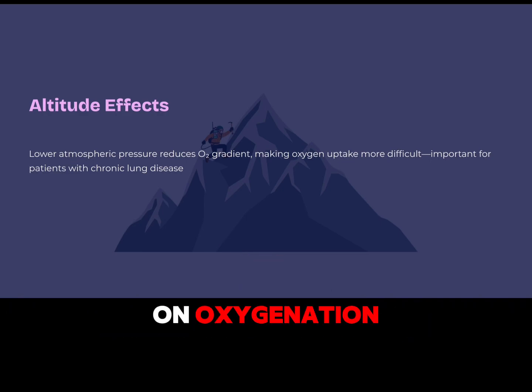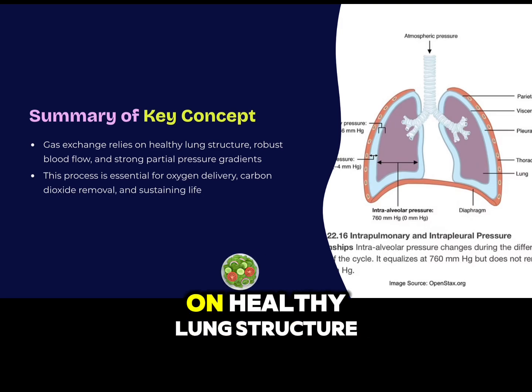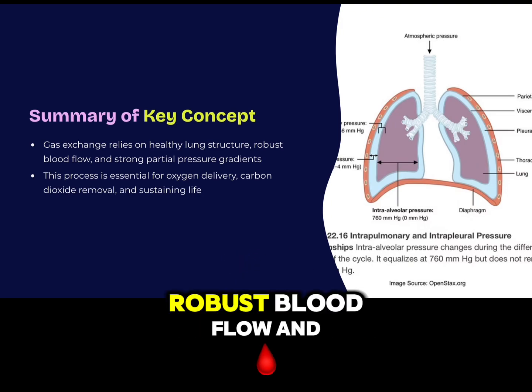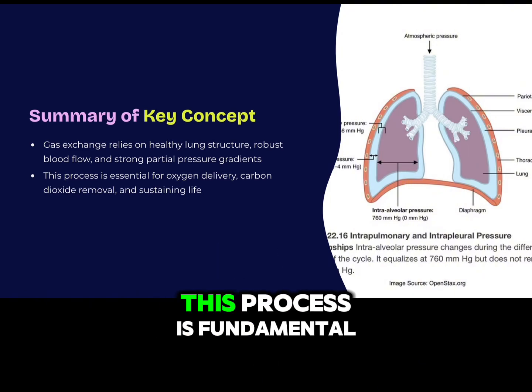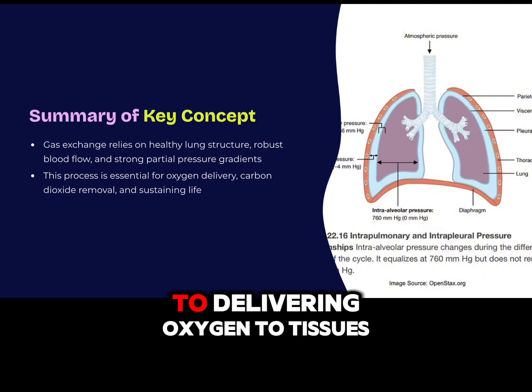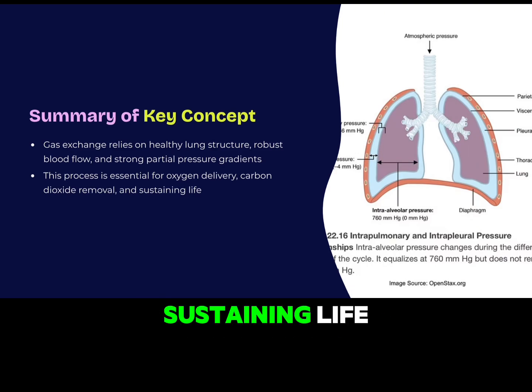To sum it all up, efficient gas exchange depends on healthy lung structure, robust blood flow, and strong partial pressure gradients. This process is fundamental to delivering oxygen to tissues, removing carbon dioxide, and sustaining life.